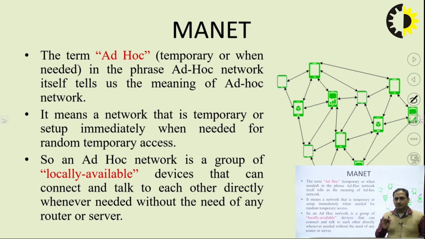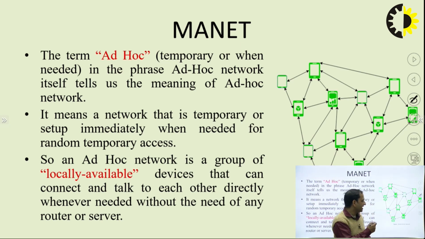It is a configurable or reconfigurable architecture. The phrase ad hoc network itself tells the meaning: temporary, or when it is required. It means a network that is set up immediately when needed for random temporary access of the network. Any node shown in the diagram can be moved anywhere. These are different nodes which we deploy, and these nodes can be your mobile phones, sensors, or routers. So different types of nodes can be specified here.